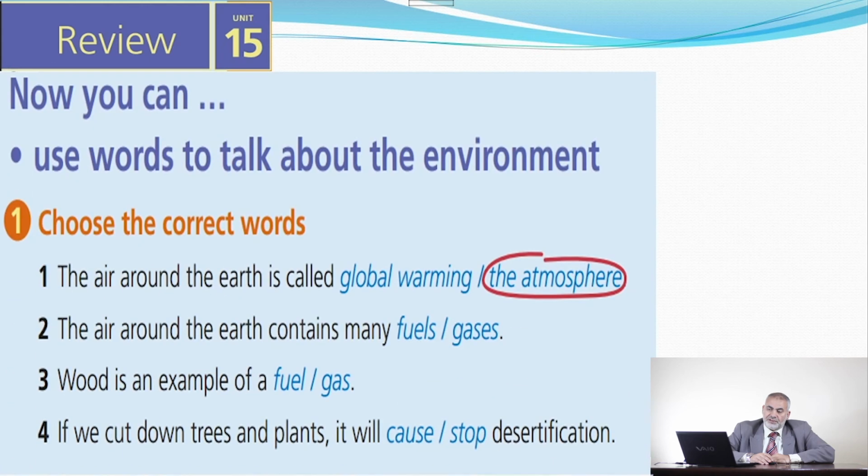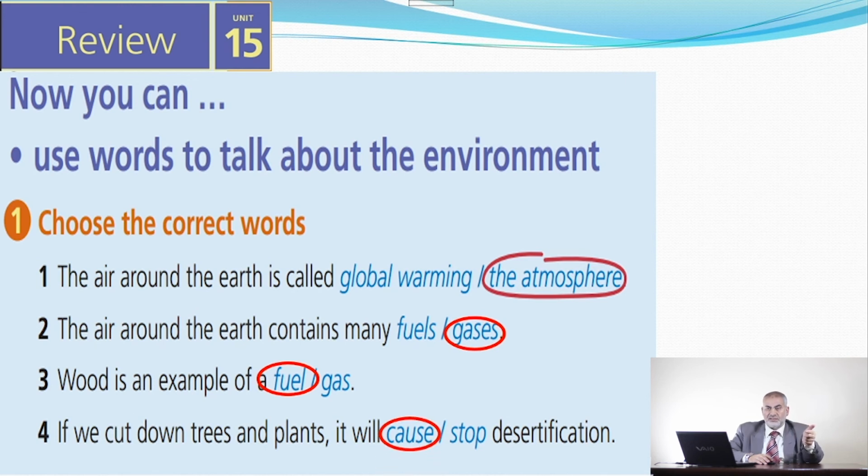Review. Unit 15. Choose the correct words. The air around the earth is called, yes, the atmosphere. Number 2, the air around the earth contains many... many what? Many gases. Wood is an example of, yes, fuel. If we cut down trees and plants, will it cause or stop desertification?